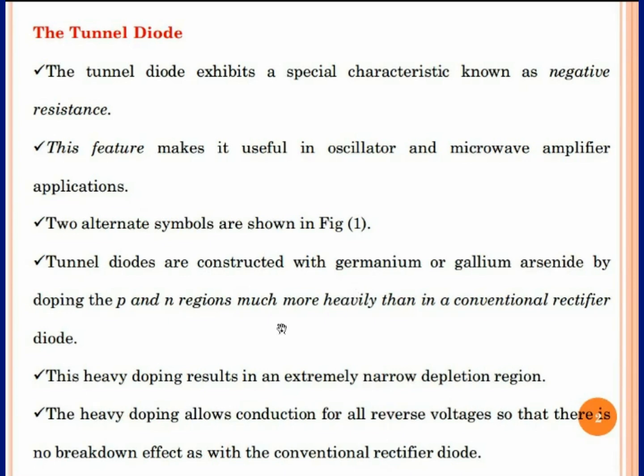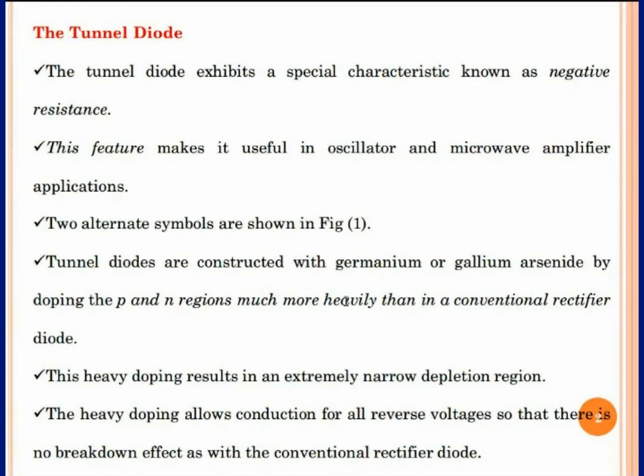So in this case, they dope the P and N regions, basically the P and N semiconductor regions, which form the PN junction. They dope it heavily. That means the Fermi level in the N region will be close to the conduction band, and the Fermi level in the P-type material will be very close to the valence band.